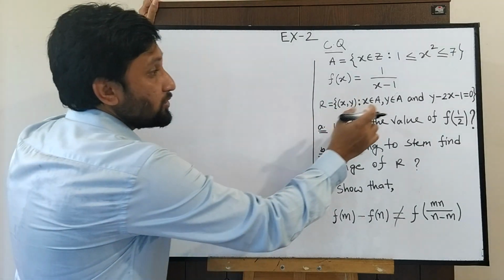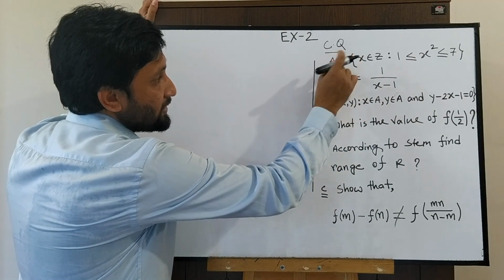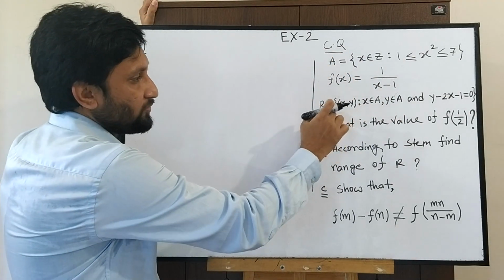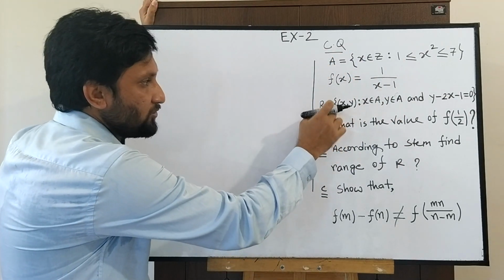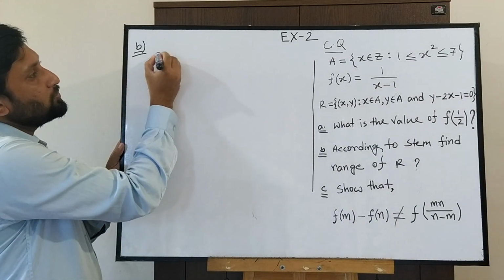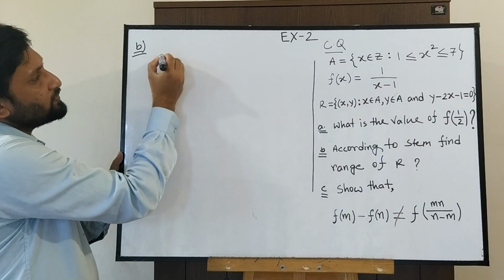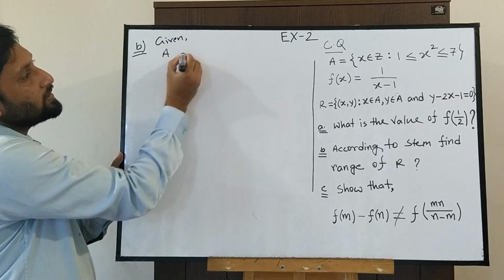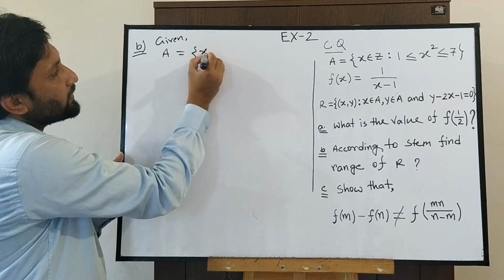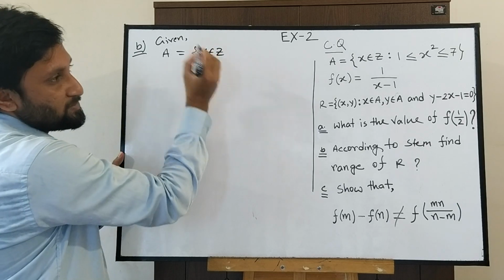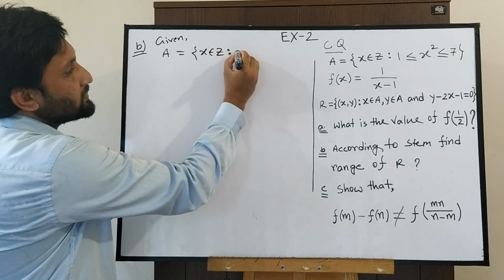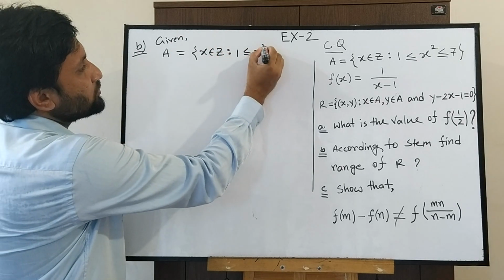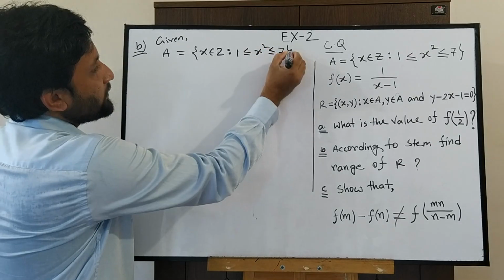Okay, now we need the set A to find the range from this relation. So here we have to identify the elements of A. So A is given as A equals {x belongs to Z, that means integer numbers, such that 1 is less than or equal to x squared, less than or equal to 7}.